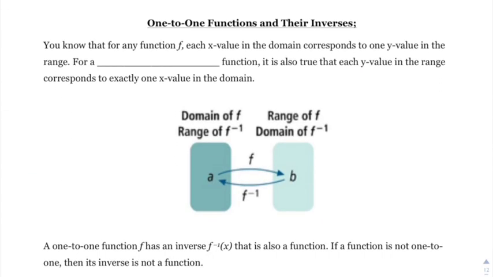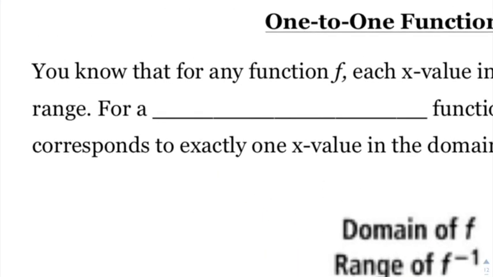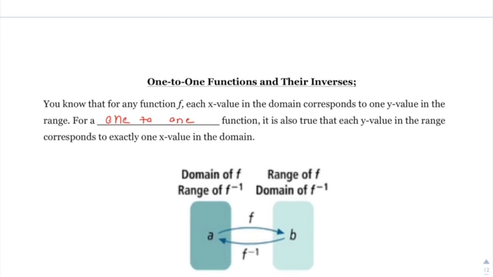Okay, so now new vocabulary here. You got one-to-one functions and their inverses. So you know that for any function f, each x value in the domain corresponds to one y value in the range. All right, so here's a new one. It's called a one-to-one function. So a one-to-one function, it is also true that each y value in the range corresponds to exactly one x value in the domain.